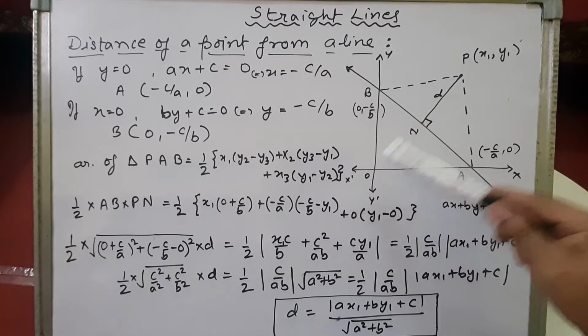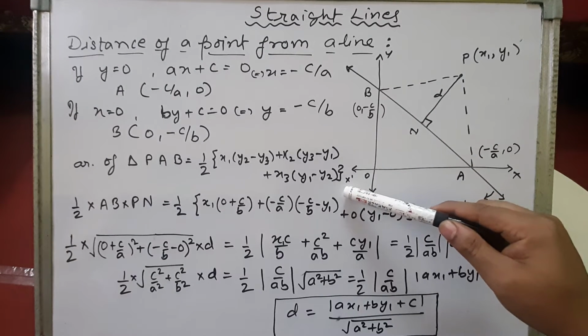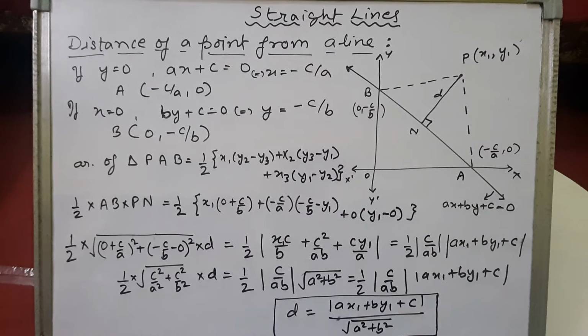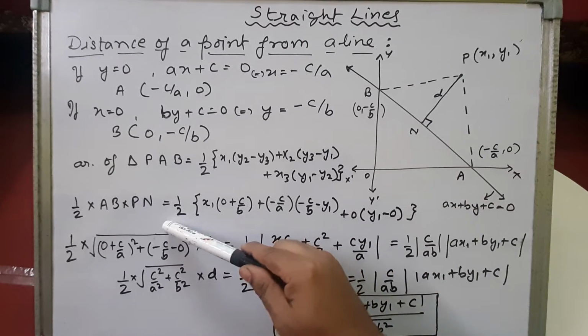Children, we know that if we join P to B and P to A, and we calculate the area of triangle PAB, we know the area of triangle formula, that will be 1 by 2 bracket x1 (y2 minus y3) plus x2 (y3 minus y1) plus x3 (y1 minus y2). There's another way, 1 by 2 into base into height, for calculating the area of the triangle. So the area of triangle can be written as 1 by 2 into AB into PN.